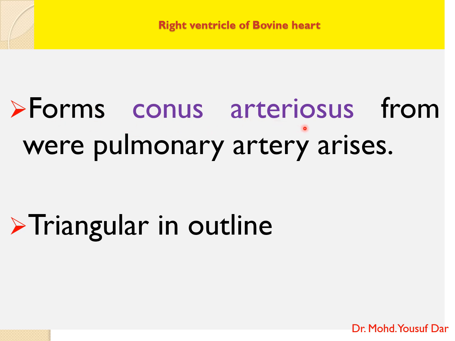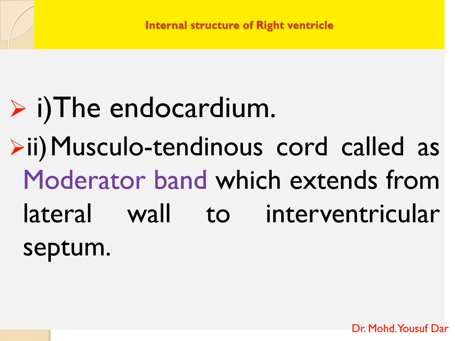The left side of the right ventricle is slightly raised, and it forms a funnel-shaped structure that is known as the conus arteriosus, from where the pulmonary artery arises. The right ventricle is triangular in outline. Now coming to the internal structure of the right ventricle.